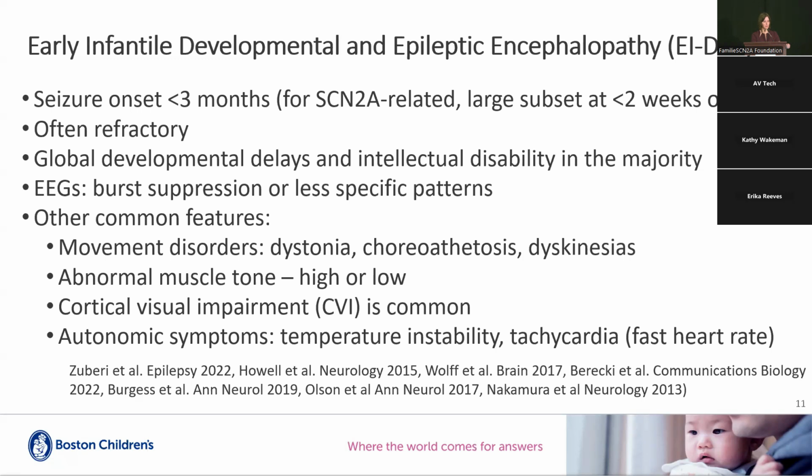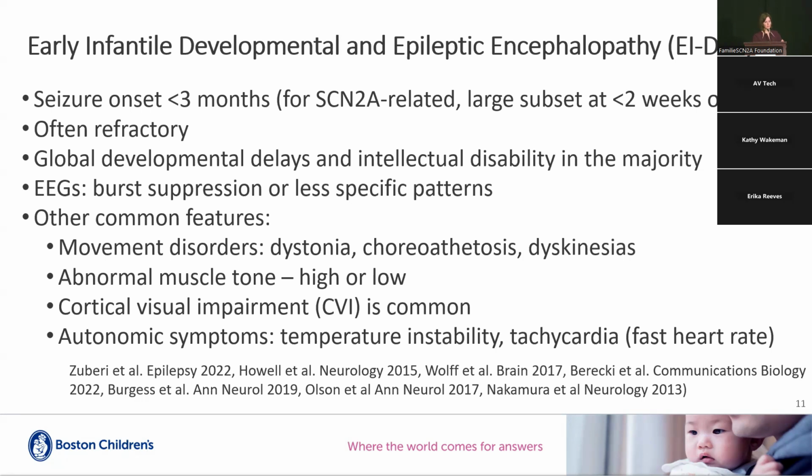Epilepsy is often refractory, typically associated with global developmental delays and intellectual disability. The most severe EEG pattern that we see with that is something called burst suppression that I'm going to show you in a minute, but there can be a spectrum of other electrical patterns. Other features that we often see include movement disorders. You've heard about some of these here as well. Dystonia is one of the most common ones. Also choreoathetosis, which is more of a wiggling type movement disorder.